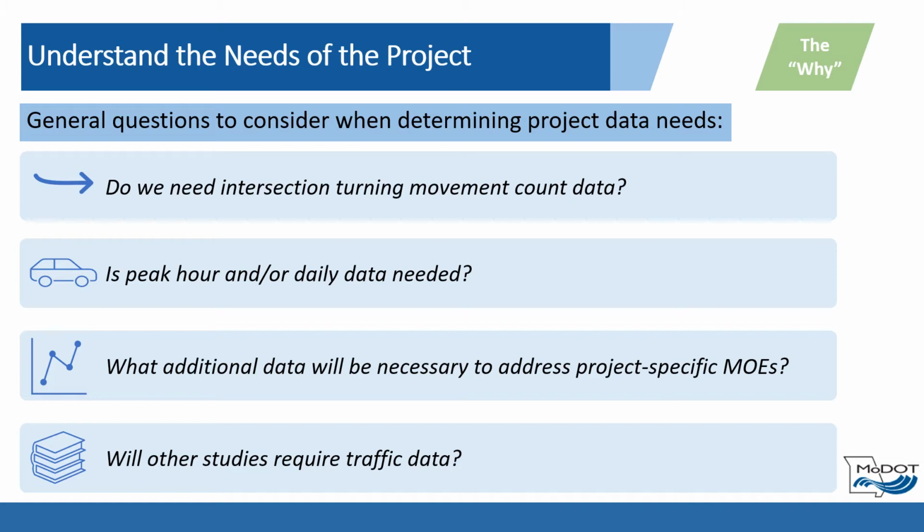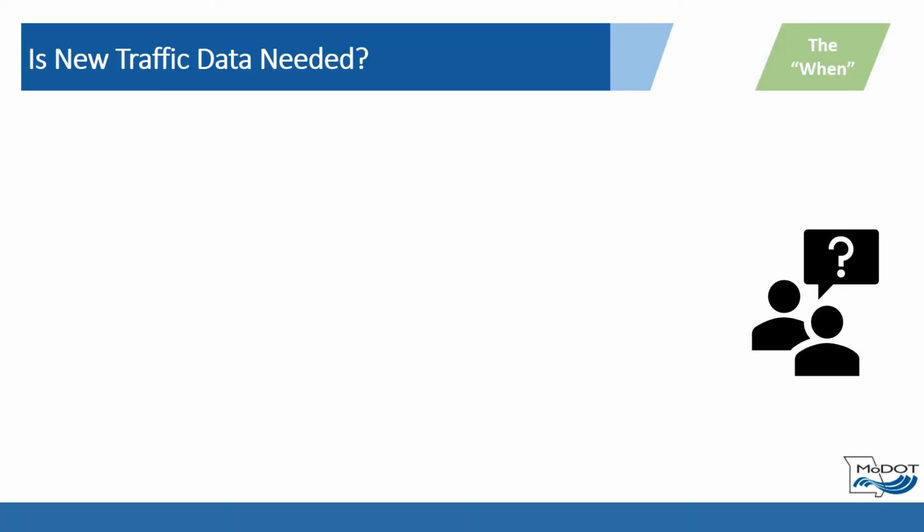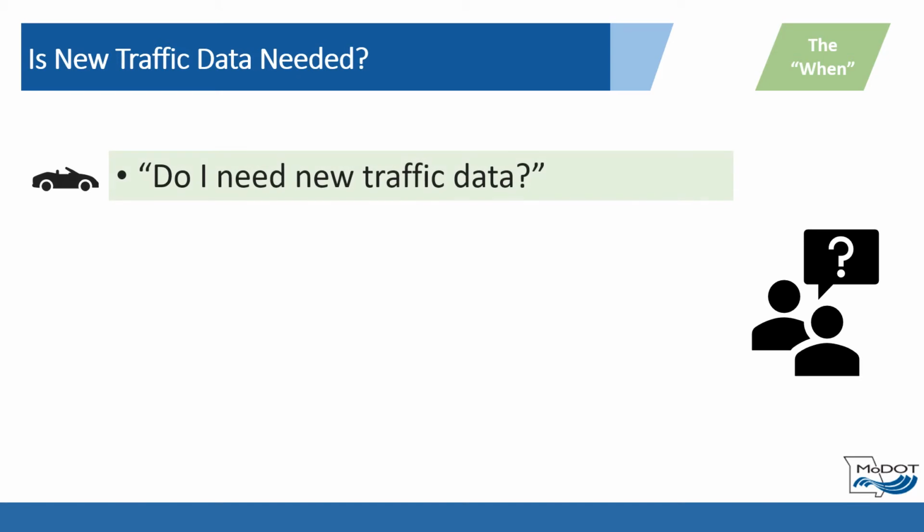During this step, it is also important to review the project's study limits to determine if the study limits are sufficient or if data should be collected at additional or adjacent intersections. Once you understand the needs of the project, you can determine if and when to best collect data. The first question you will ask is, do I need new traffic data?